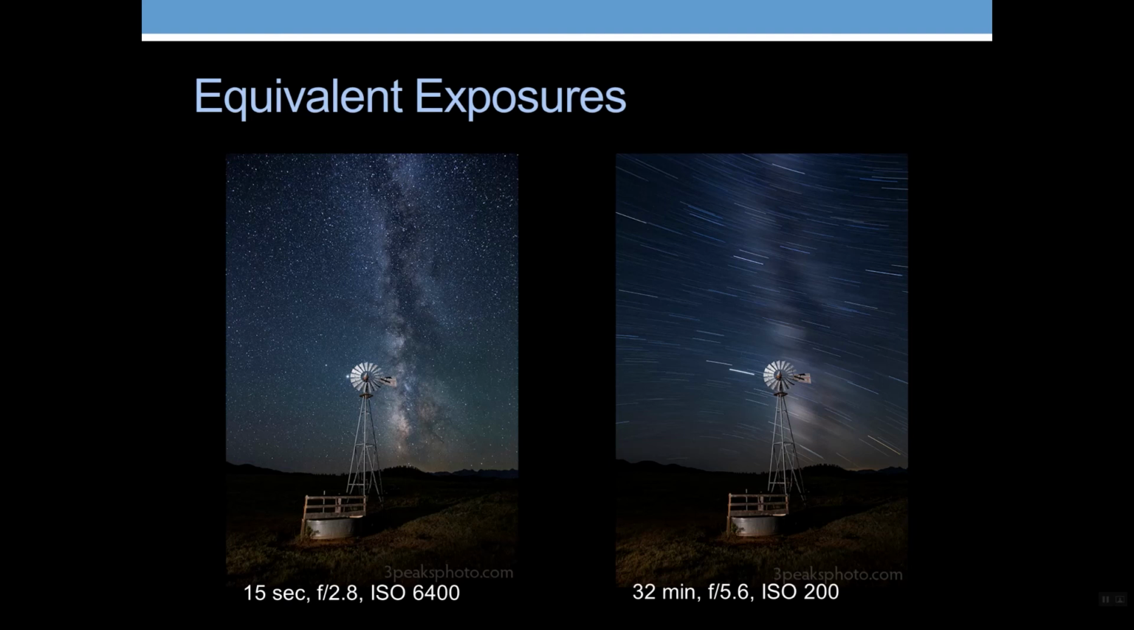Then I decided that I wanted to have some fun and shoot star trails, so I went with a 32-minute exposure and figured out that the aperture and the ISO settings of f5.6 and 200 were what I needed to dial in order to maintain my same exposure value compared to the first image, okay? So let's discuss this further.